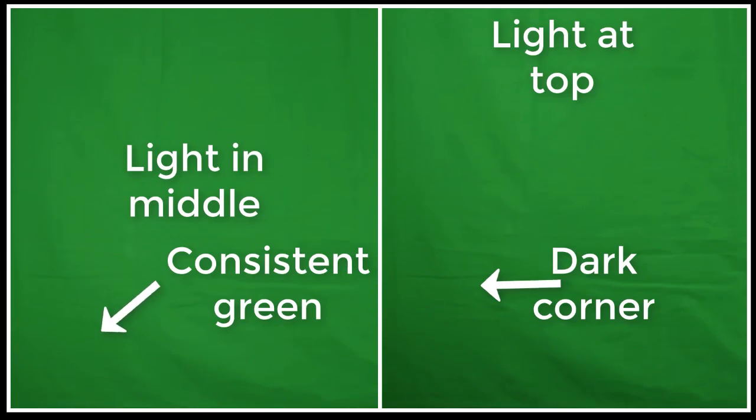And so what I tried to do was make sure that I had a consistent green as much as possible across here. And I tried turning this light at different angles to get the most consistent green that I could. Typically what I do is I have my lights up higher and then I aim them down. Now you can see that when I do this, the area at the bottom becomes less green. It gets a little darker, so it's a little bit more difficult to key that out.